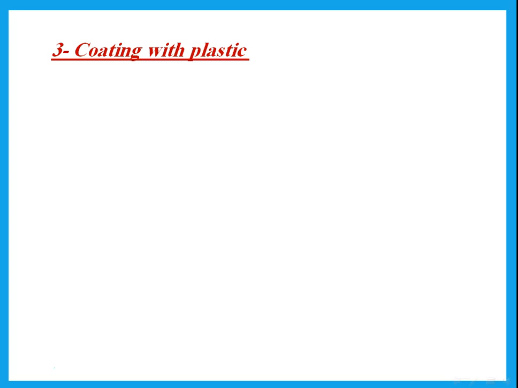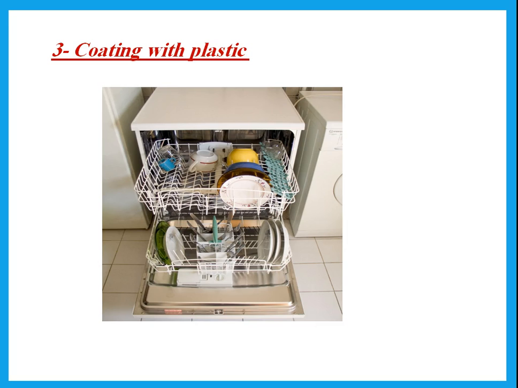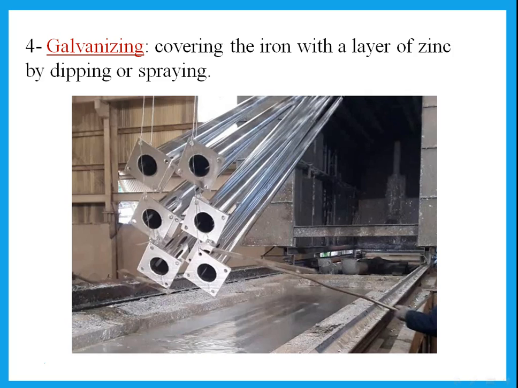Another method would be coating with plastic. Now, when do we use this? In your dishwasher, the racks in the dishwasher that you put your dishes on, these are pieces of iron that are coated with plastic. Again, why are we coating it with plastic? To prevent the iron from reacting with water and oxygen in the air. The problem again is if the piece of plastic is scraped off or is removed, that exposed surface will again start to rust.